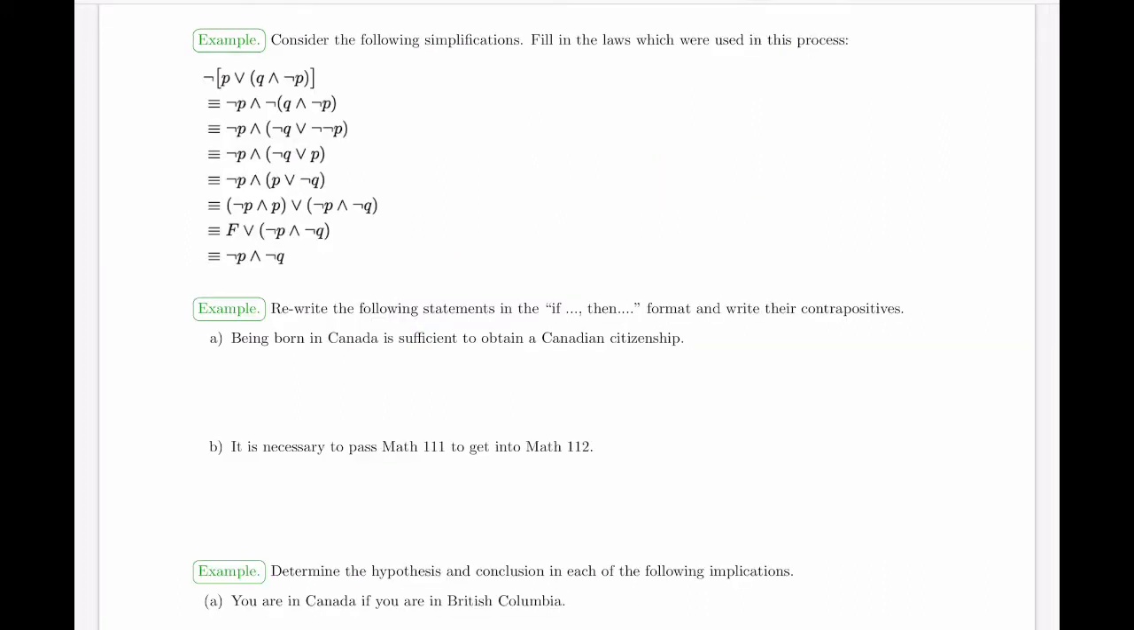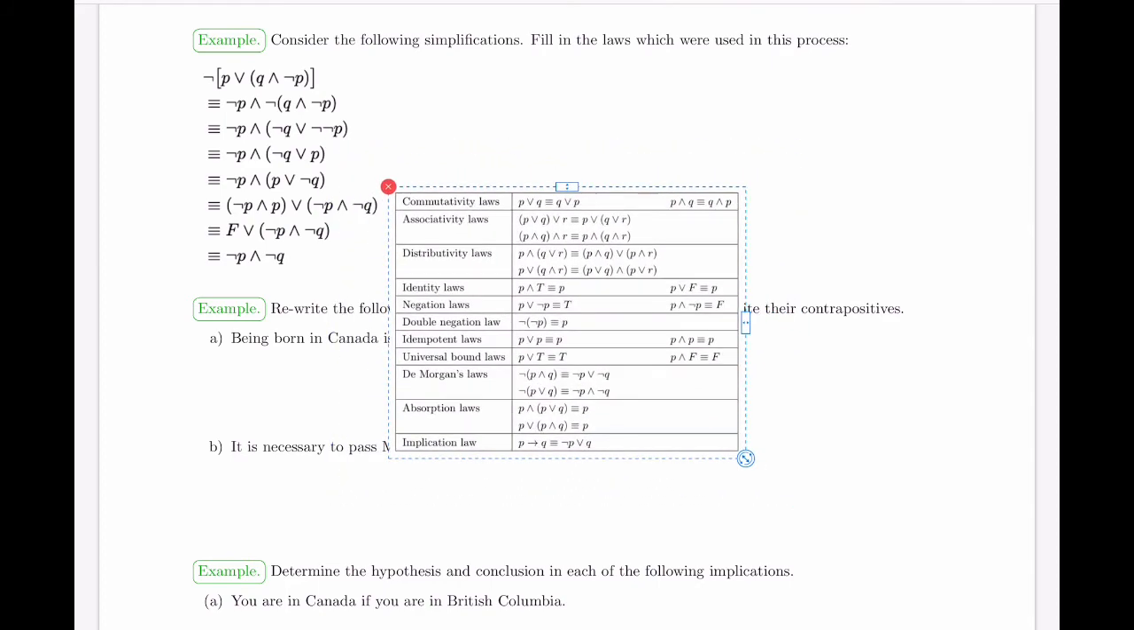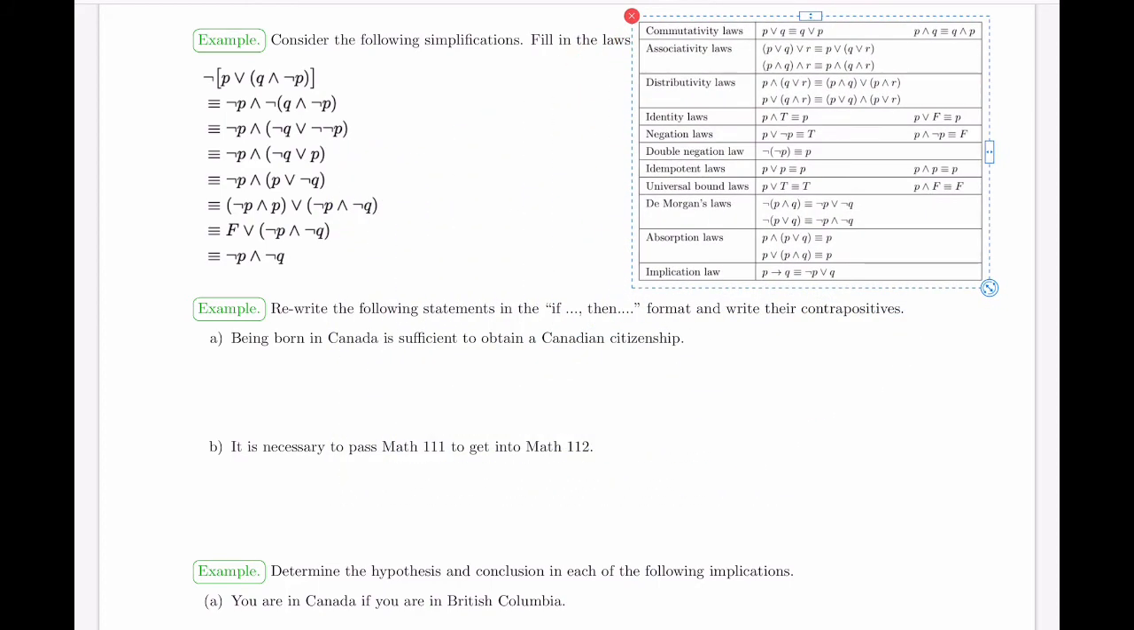So far, we've spent quite a bit of time doing truth tables, logical equivalences, logical laws, as well as working with conditionals. This page has a few more exercises to allow us to practice those skills. So the first example here asks us to fill in the laws which were used in the simplification of this particular expression. Now, I told you that it is handy to have the table of laws on hand in case you want to actually refer to it. So here is my copy, my digital copy right here.